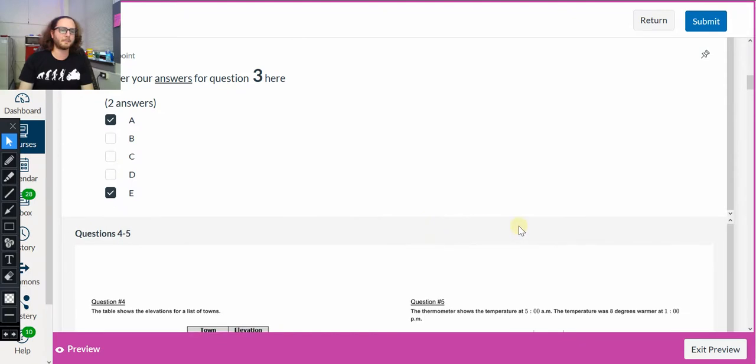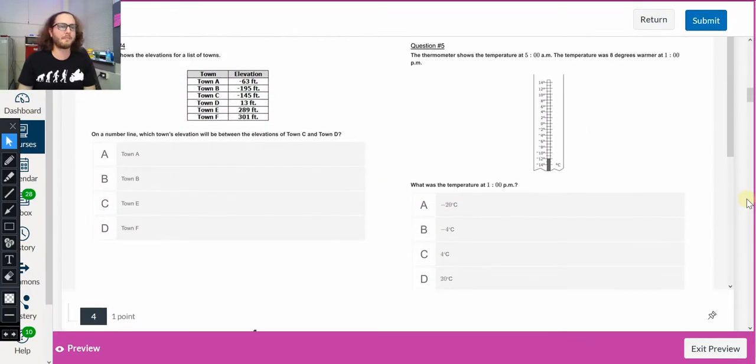For number 5, we have a thermometer that shows the temperature at 5 a.m. The temperature was 8 degrees warmer at 1 p.m. So it's asking what would the temperature have been at 1? Well, we look here, it's at negative 12 degrees at this time. So we're just going to go up by 8 degrees.